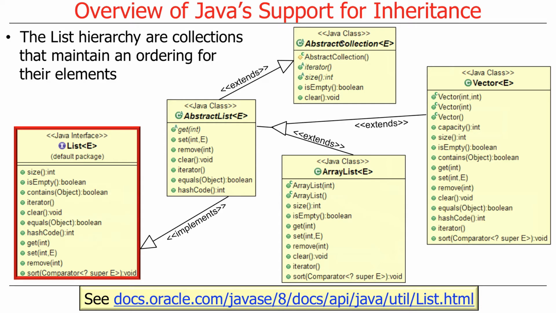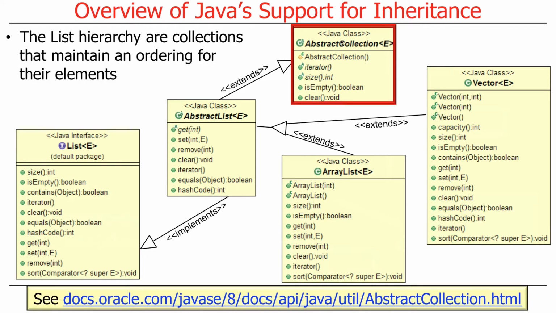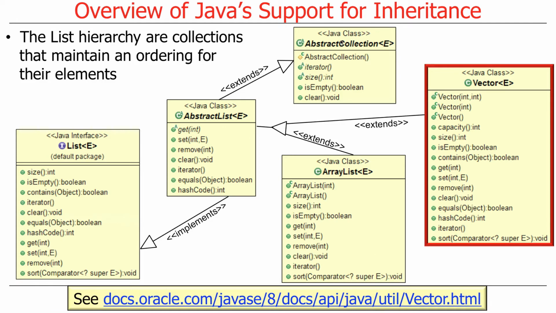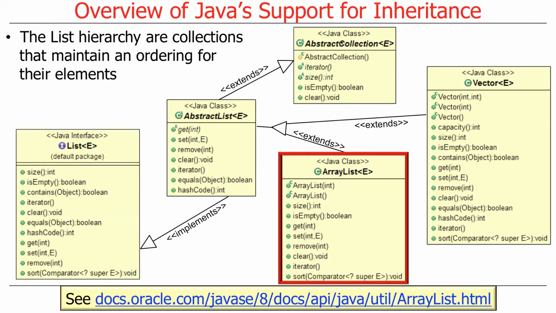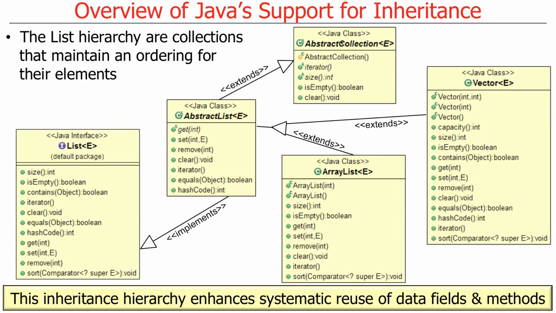As you can see, we have list, which is an interface, and then we have abstract collection. Abstract list implements portions of list, and then abstract collection extends the abstract list. And then we've got vector, which extends abstract list, and array list, which extends abstract list. And then these implement various kinds of abstract data types, ADTs, that do different implementations for these things. So vector works differently from abstract list.